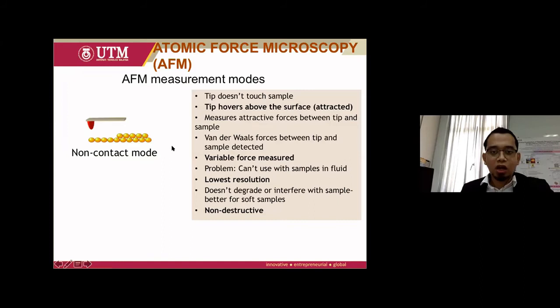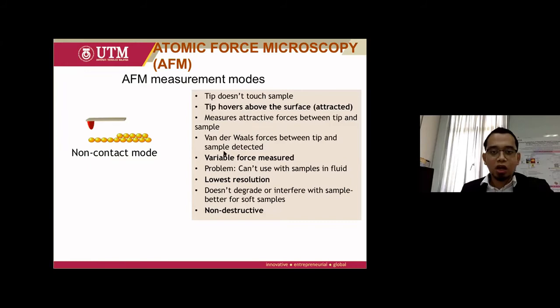For the non-contact mode, the tip doesn't really touch the sample. It actually hovers above the surface and measures the van der Waals forces in between. The problem with this non-contact mode is that your resolution is always the lowest. An experienced operator handling the AFM usually starts with the non-contact mode. They don't want to jeopardize the tip of the cantilever.